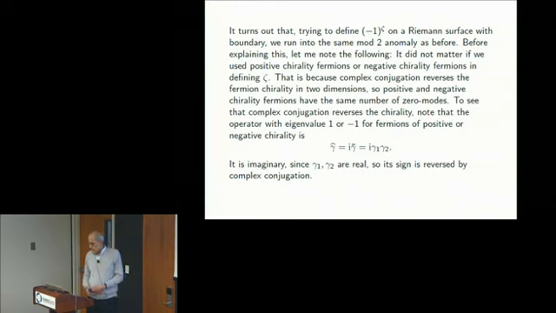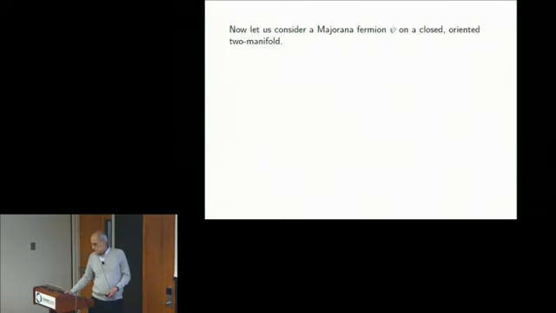To see that complex conjugation reverses the chirality, I've defined the operator that's 1 or -1 for fermions of positive or negative chirality. It's i times the product of the two gamma matrices, where we need the i so that gamma hat squared is +1. Since gamma 1 and gamma 2 are real, this operator is imaginary, so its sign is reversed by complex conjugation. Now let's consider a Majorana fermion ψ on a closed oriented two-manifold. So Majorana means we're back to the real two-component fermion.